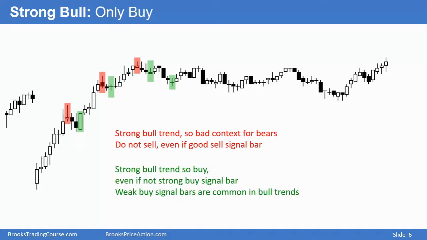Now, in a strong bull trend, a lot of times the buy signal bars are not all that good. This is pretty good here. A decent bull bar closing on its high, but look at this. It's a doji after another doji after another doji. In a strong bull trend, a lot of times the buy signal bars are not good, yet you should still buy them because the trend will continue higher. And a lot of the buy signal bars within bull flags don't look particularly strong. Does not matter. They're still buys.